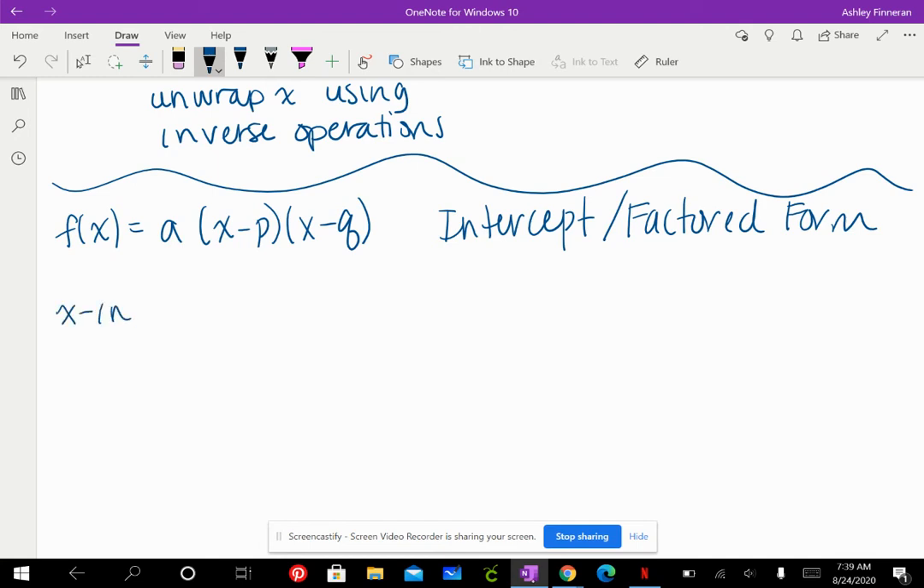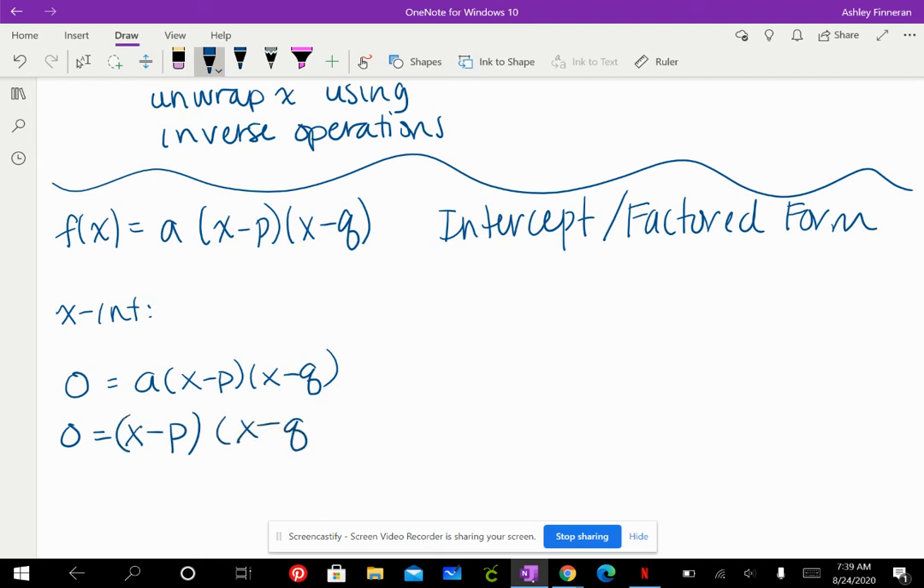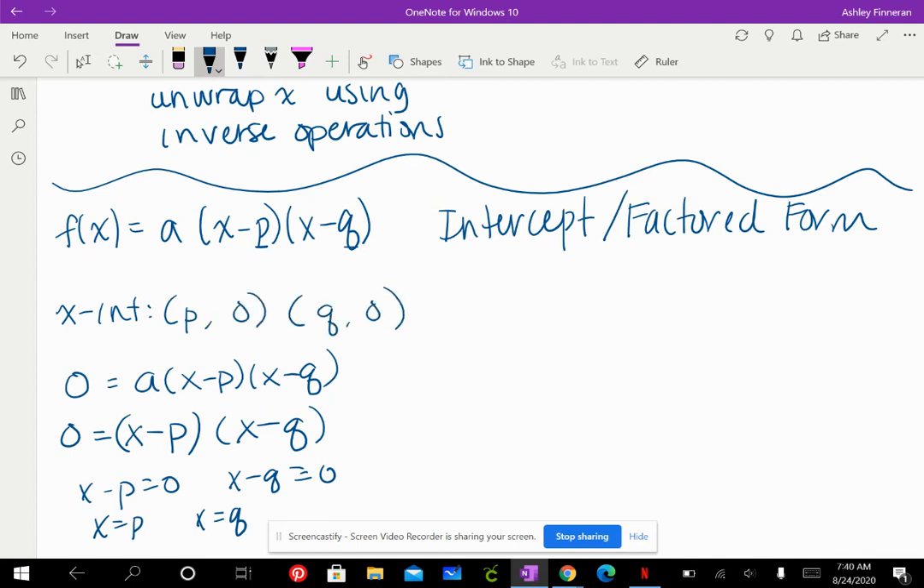So the x-intercepts, if I set this equal to 0, it's already factored for me. I could divide by a, giving me 0 equals x minus p and x minus q. So x minus p equals 0, x equals p, x minus q equals 0, x equals q. And that happens every single time. So this value right here and this value right here end up being your x-intercepts.